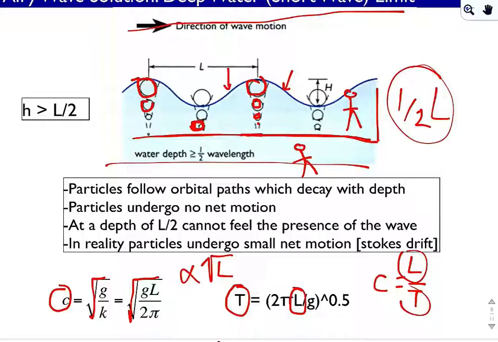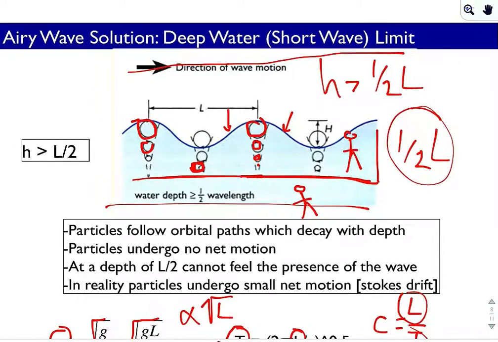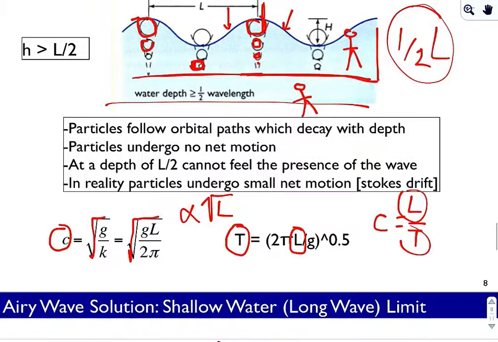So that's, again, when h, the depth, is greater than 1/2 L. We have a deep water wave. Sometimes it's called short wave because the waves are short compared to the depth. It's more common to call it a deep water wave. It depends how you look at the limit.